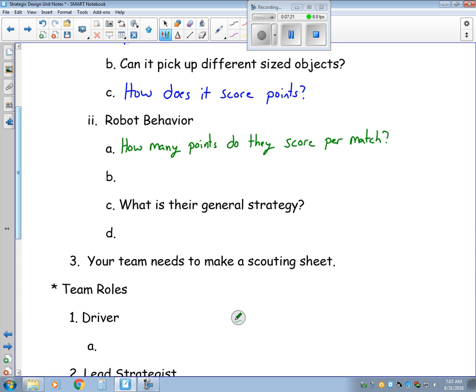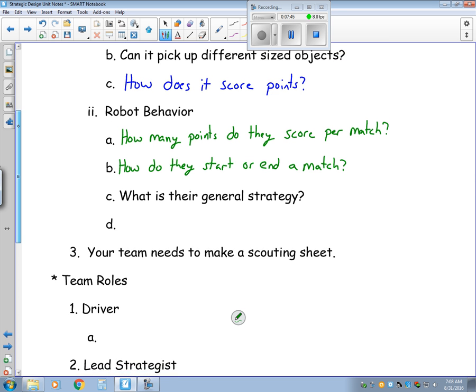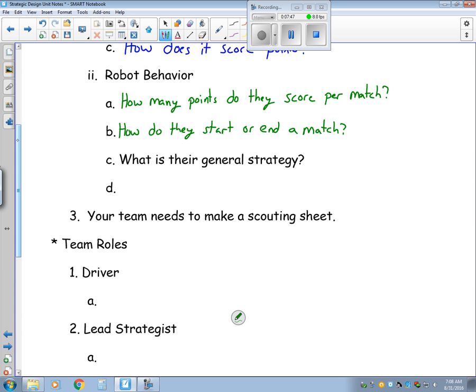How do they start or end a match? Is there some sort of maneuver that they always perform? Those are some things you want to pick up on. What is their general strategy? You probably won't be able to get their strategy point by point, but you should have a good idea for how that other team performs. When do they like to score points?